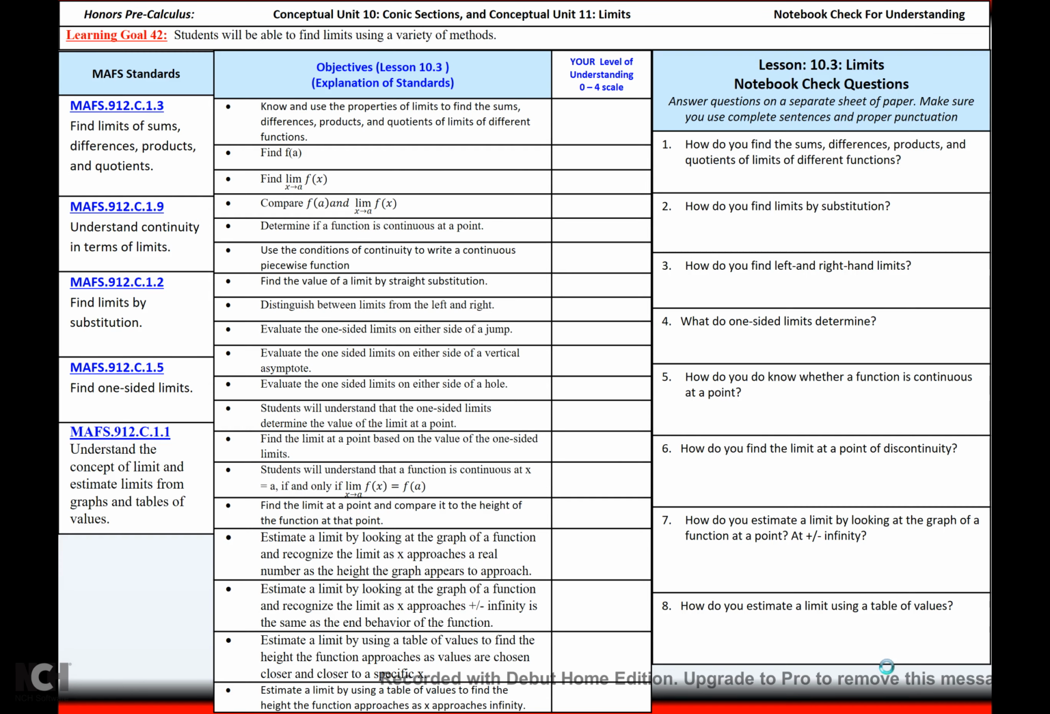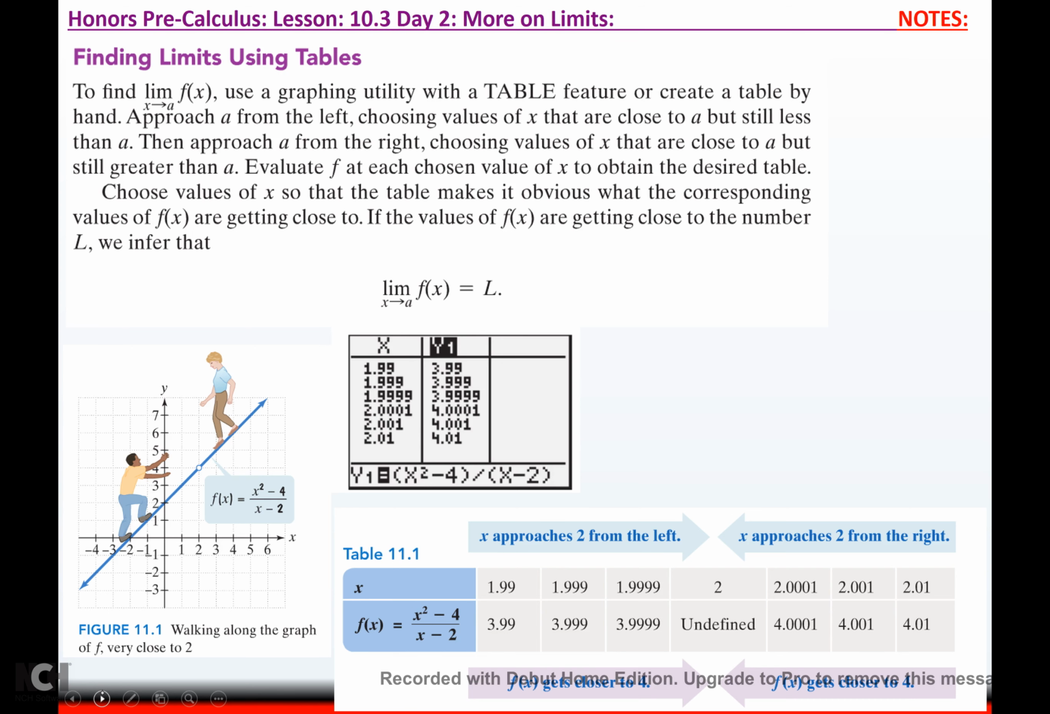We're back with some more on limits, and we're going to look at tables and graphs today. Okay, so finding limits using tables.